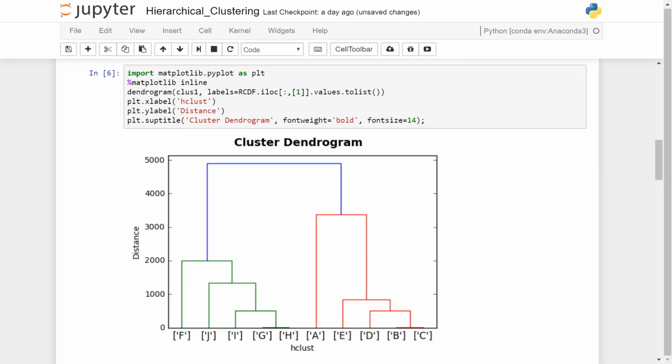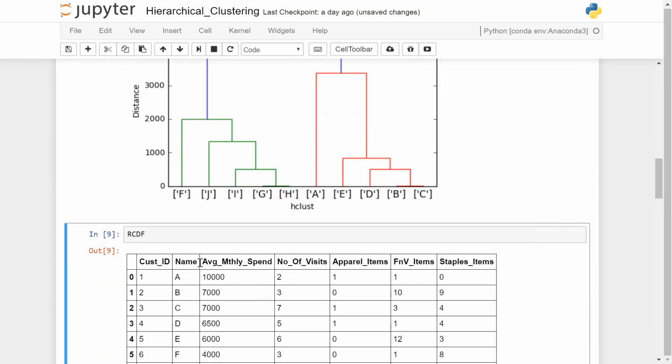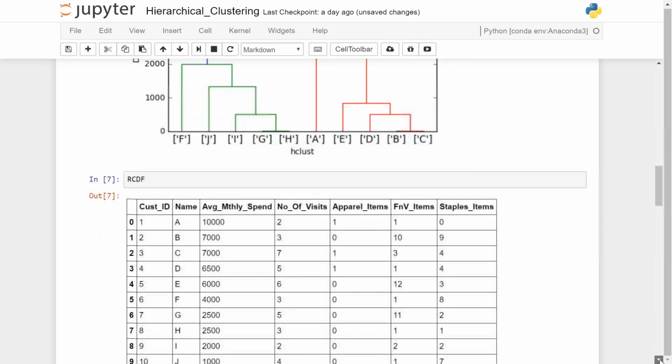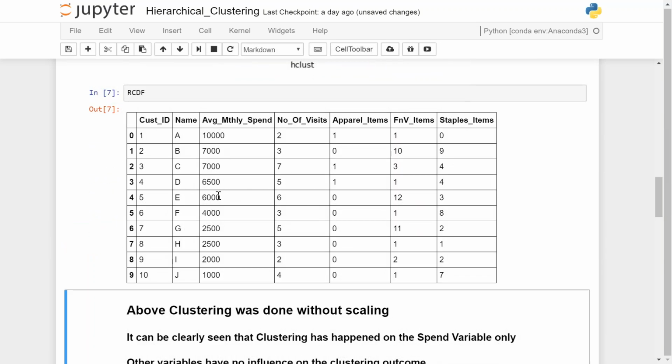On seeing the dendrogram, we see observations which are named as A, B, C, D, E. Those customers named A, B, C, D, E are on the right hand side and F, G, H, I, J on the left hand side of the cluster. Basically, this entire clustering has happened completely based on the average monthly spend in our data. To quickly show you that it is based on average monthly spend, this is the outcome of the data on which we are running the code, and you can see the initial 5 observations A to E have got high average monthly spend, and F, G, H, I, J have got low monthly spend.